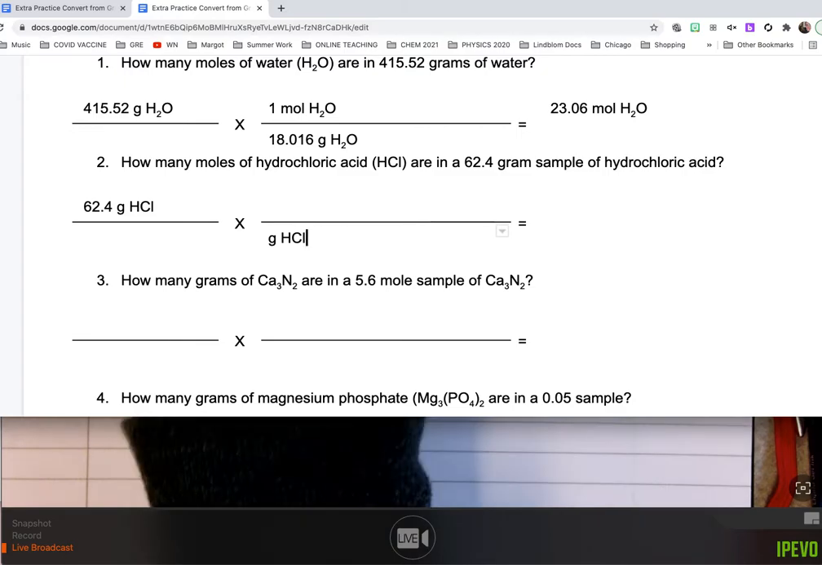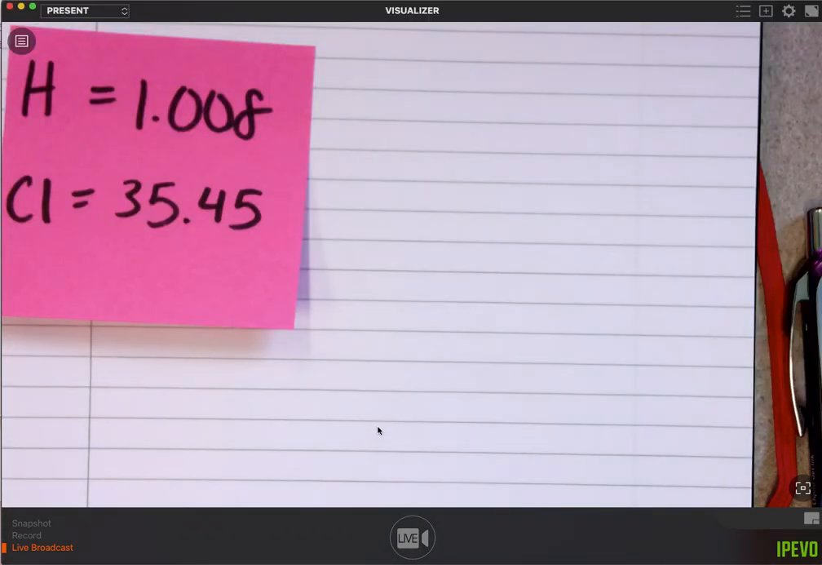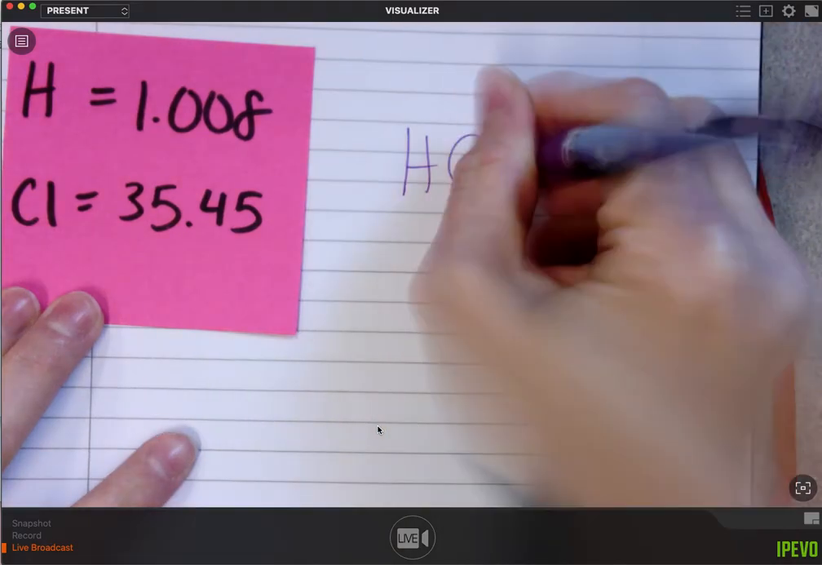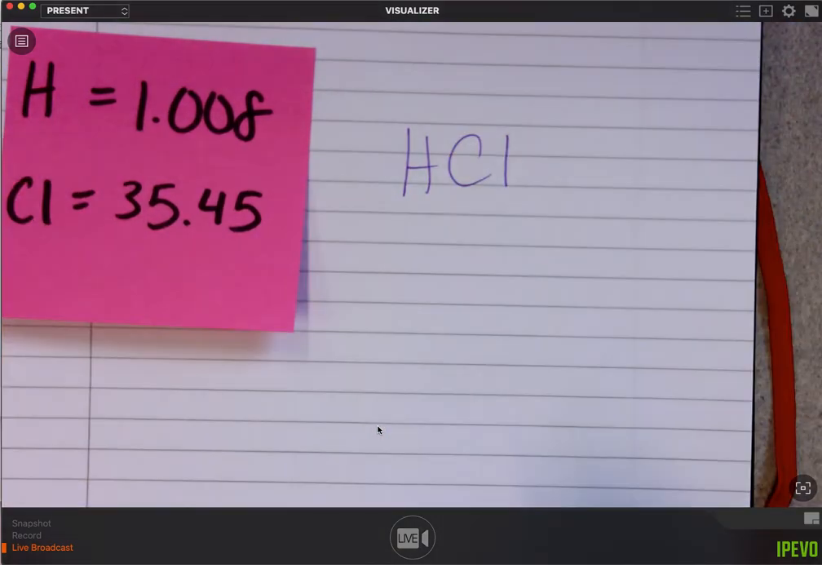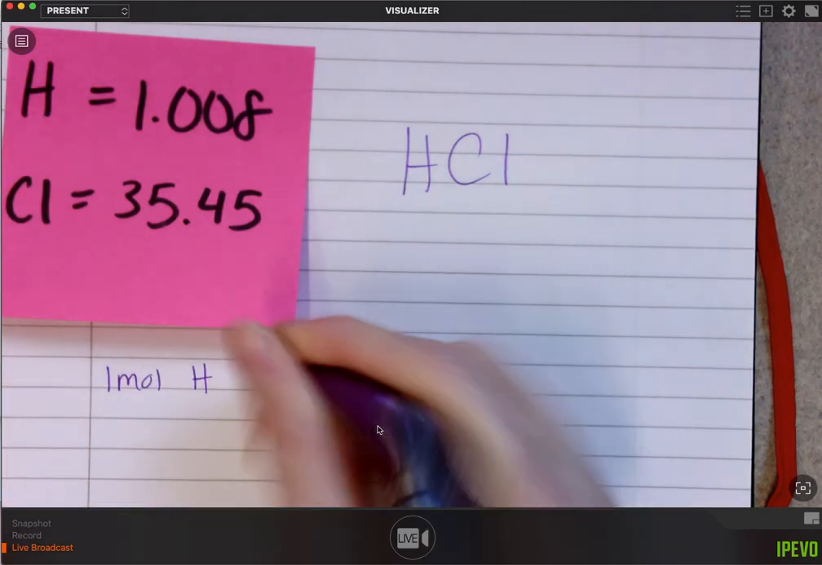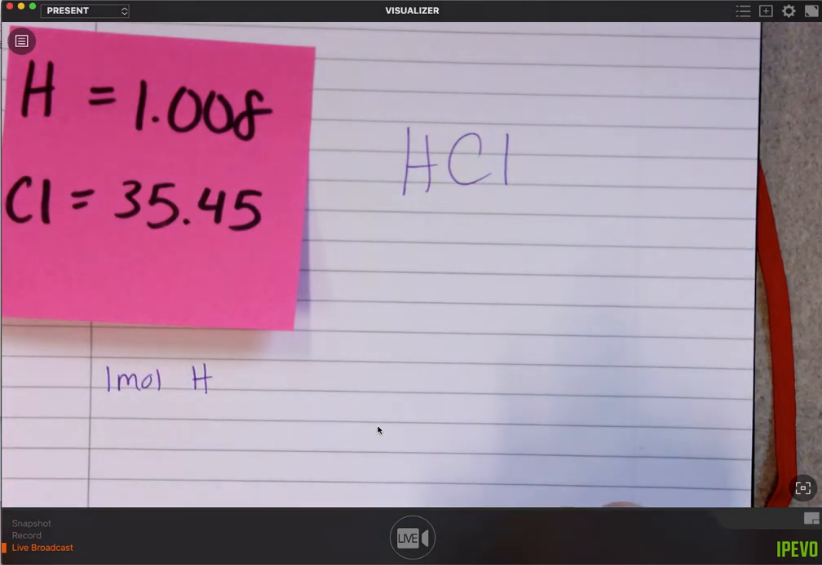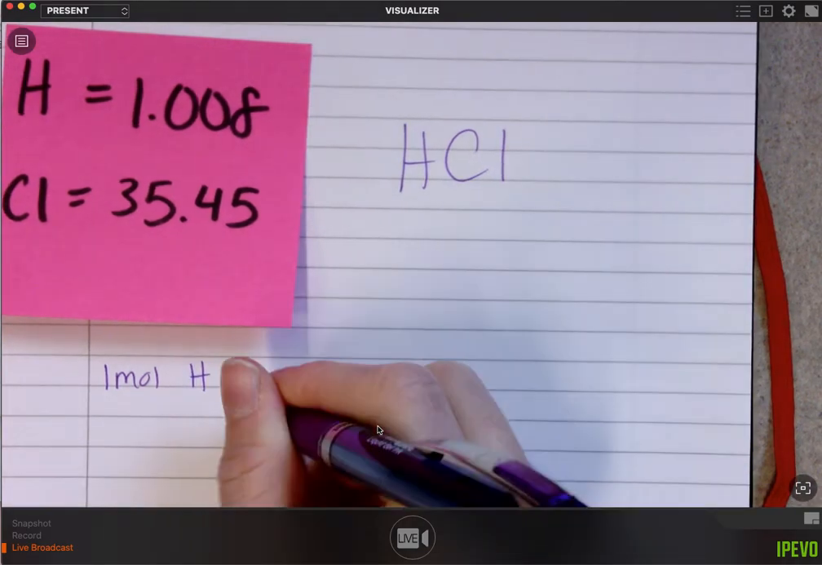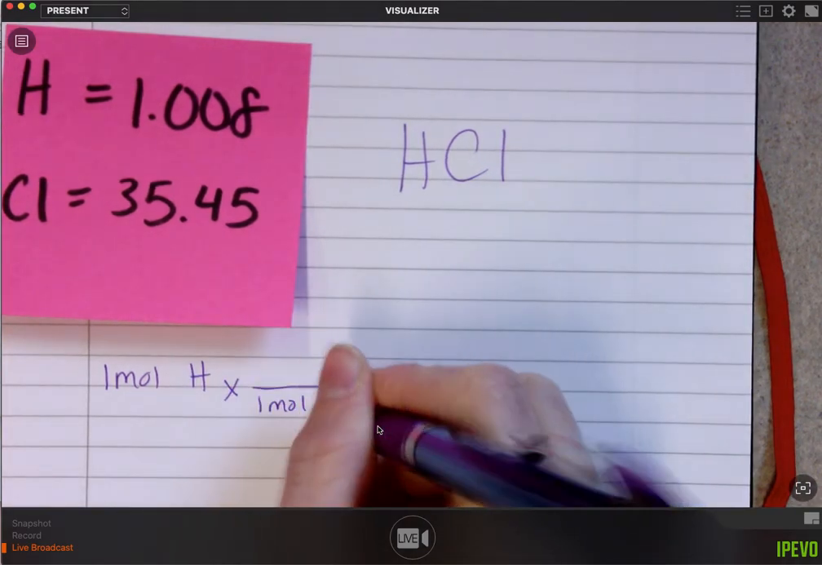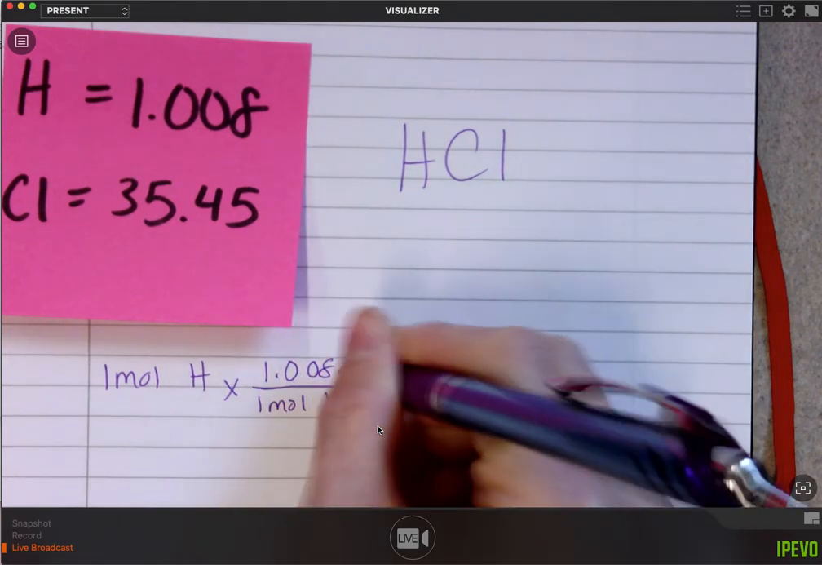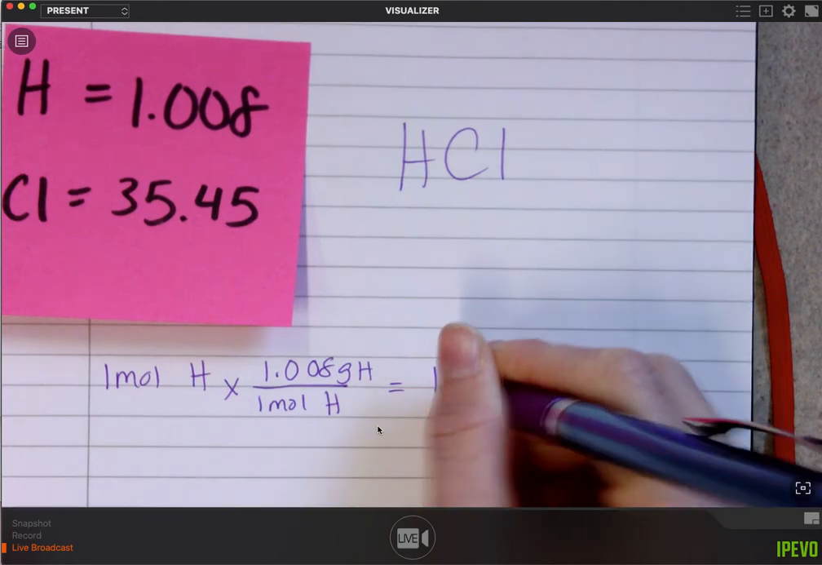For hydrochloric acid, within it I have 1 mole of hydrogen and 1 mole of chlorine as well. So 1 mole of hydrogen is equal to 1.008 grams of hydrogen. And I just solve that out again.